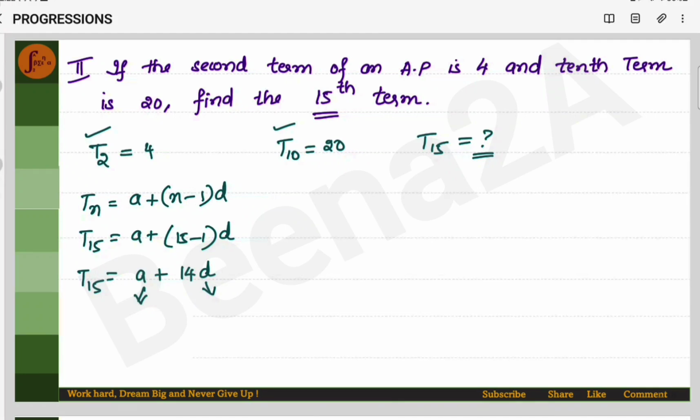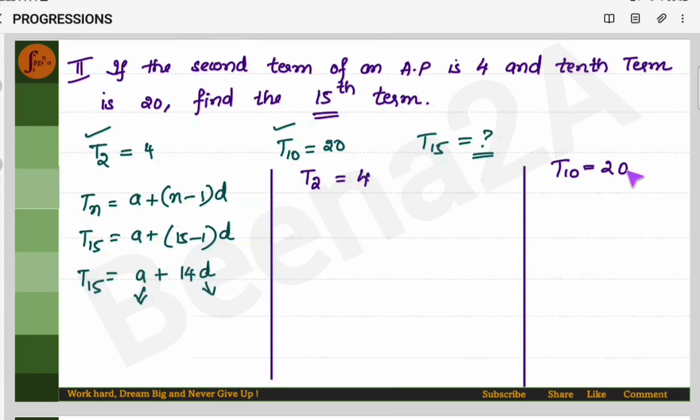How do we do that? So the second term is 4, the 10th term is 20. Now T2 is 4. Let's use the term formula, a plus n, where n here is 2, 2 minus 1 into d. We don't know what d is, but we know it is the second term, and the second term is 4. A plus 2 minus 1 is 1, 1 into d is d. So a plus d is 4.